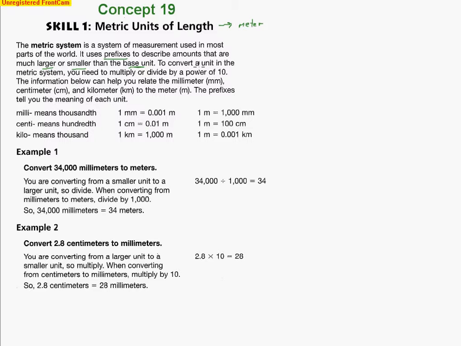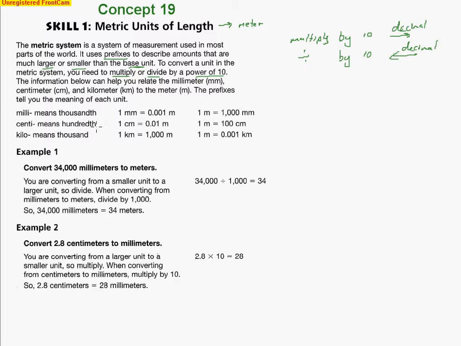To convert a unit in the metric system, you need to either multiply or divide by a power of 10. When we multiply by a power of 10, we end up moving the decimal to the right. But when we divide by a 10, it moves the decimal the other direction, to the left. That's the way we're going to do these problems. We're just going to move some decimals.